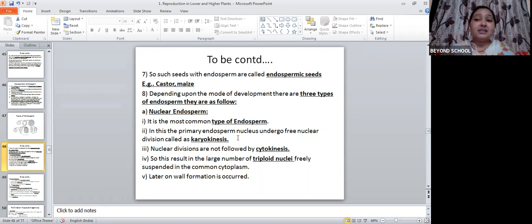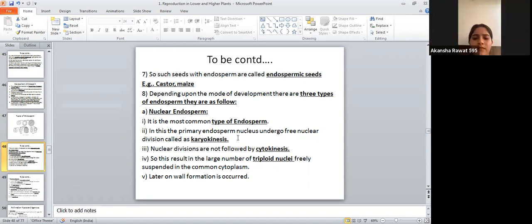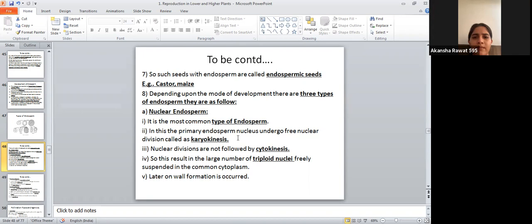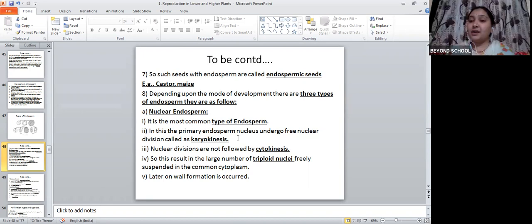So the first nucleus which is formed in the endosperm doesn't require any kind of a cell wall for conducting this nuclear division. It can go freely under division. The nucleus is free to go under the nuclear division. So hence it is called karyokinesis. Whenever the cell undergoes nuclear division, it is called karyokinesis. The cell has been divided.